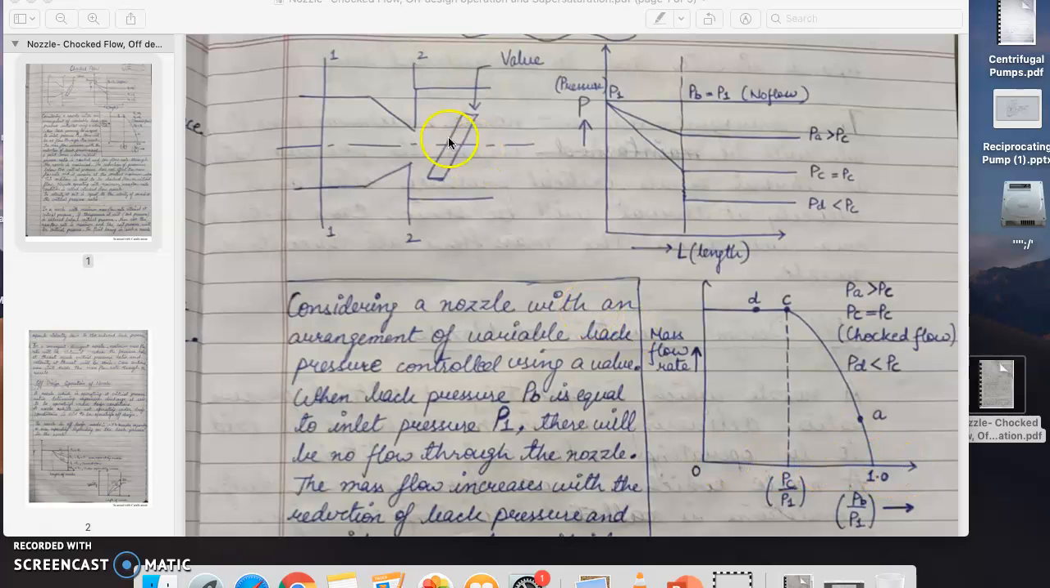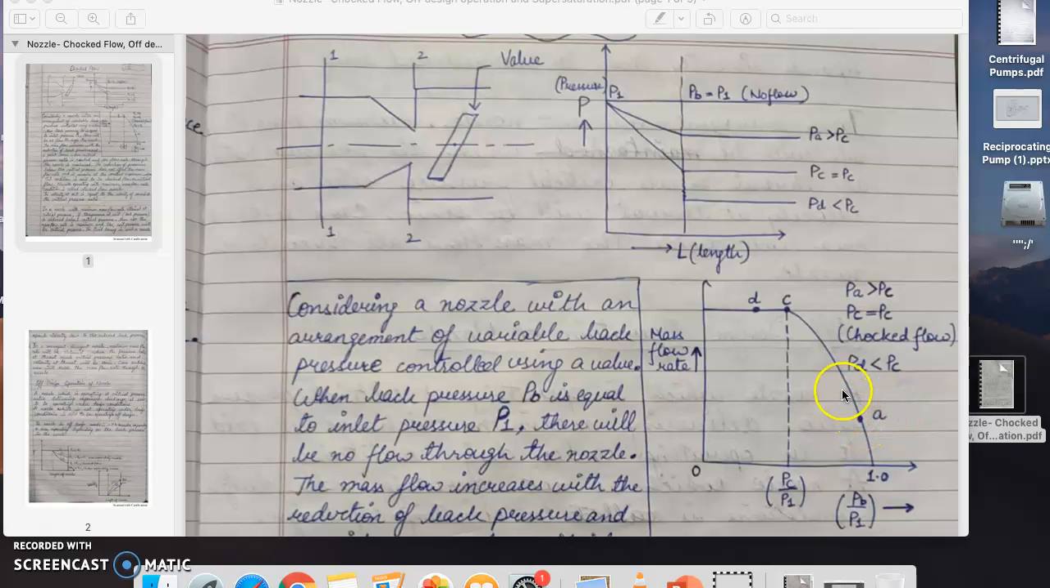Fine. Now when we try to decrease the pressure at exit, that means as compared to the inlet pressure, when the outlet pressure is lower, some mass flow rate will begin coming out from the nozzle. So let us take some point A, in which this pressure ratio P_B, that is, P_exit upon P1, is less than 1. That means P_B is less than P1. Some mass flow rate will be seen at the outlet of the nozzle.